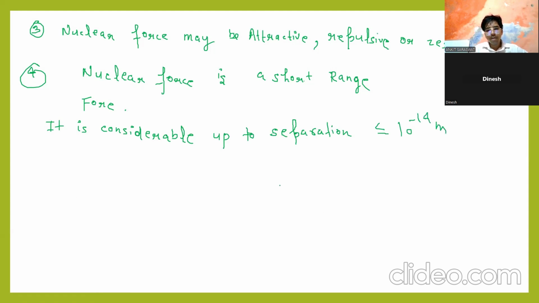What does it mean? If the separation is less than 10 to the power minus 14, nuclear force acts. If it is more than that, nuclear force is zero. It suddenly drops to zero after 10 to the power minus 14. That's why it is a short range force. It acts in a very, very small space, 10 to the power minus 14 meter. Clear? Next point.